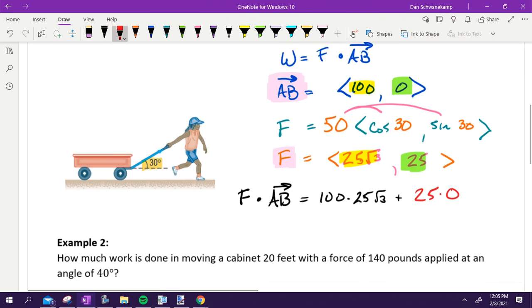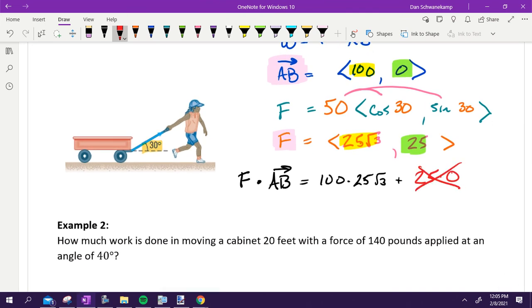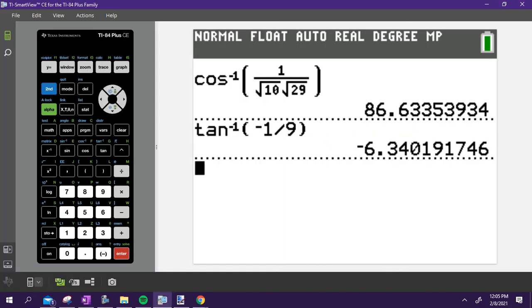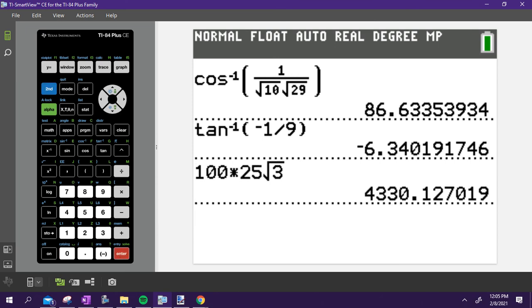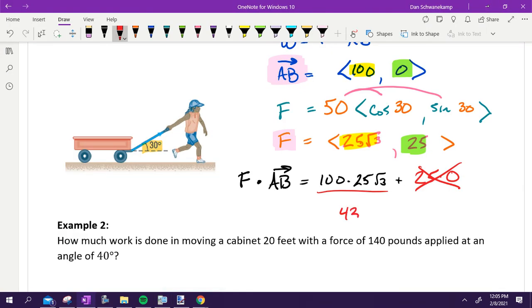Okay, these two things are going to cancel. This is my answer, but obviously we could get a numerical value for that. 100 times 25 root 3. We hit enter. 4330.127. That's how much work was being done. What is that? Foot pounds? Foot pounds. Again, a funky unit, but that's my answer here. That's how much work was being done.